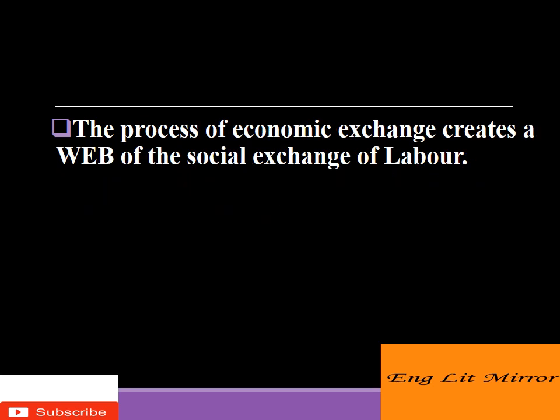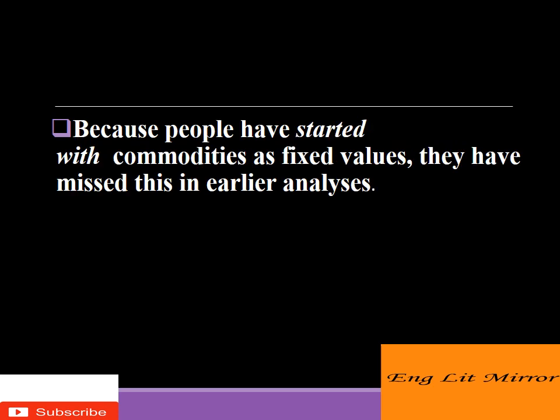The process of economic exchange creates a web of the social exchange of labor. Marx likens this discovery to the discovery of gravity. It has always been there, but never recognized for what it is. Because people have started with commodities as fixed values, they have missed this in earlier analysis. This is particularly hard to see when we consider money as a constant.